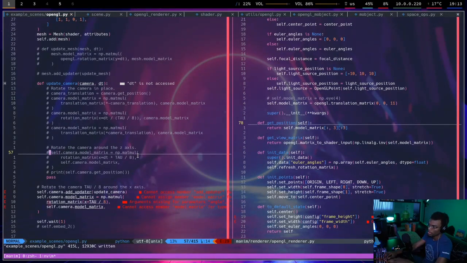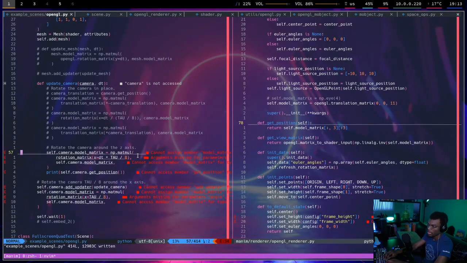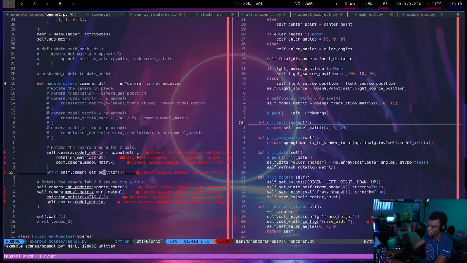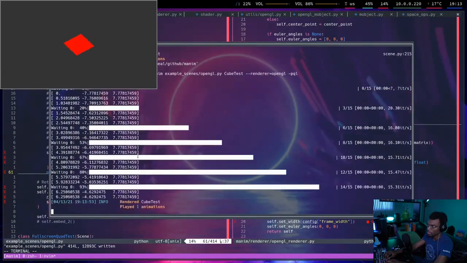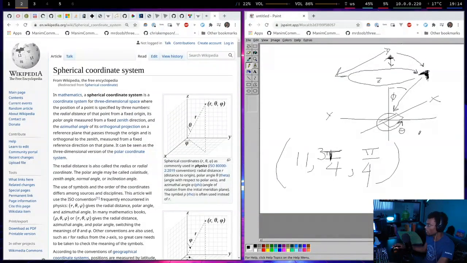And the way to do that is to multiply its model matrix by a rotation matrix on the left, and not the right. I'll print the positions too. X, Y, the Z coordinate is remaining constant. The Y coordinate is decreasing.